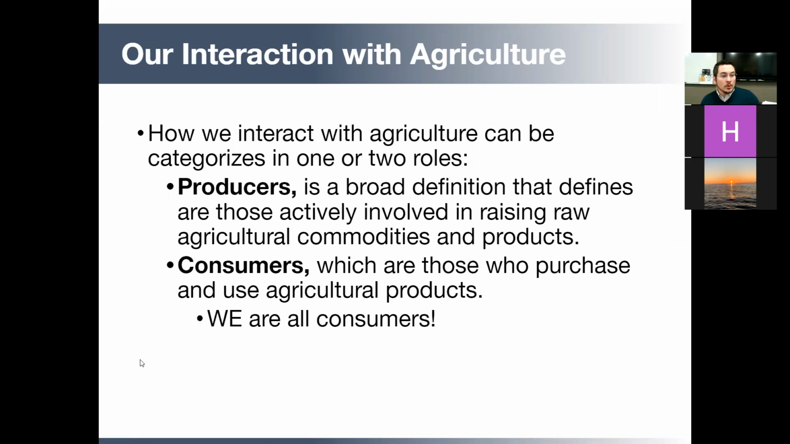So how do we interact with agriculture? It can be in one of two different ways. We can either be a producer or a consumer. So, trick question here, because we're all consumers, because we need food to survive. So we're all going to be consumers in some way. But I imagine that there's a number of you in the class that are already considered producers, and some that may be on that path as well.